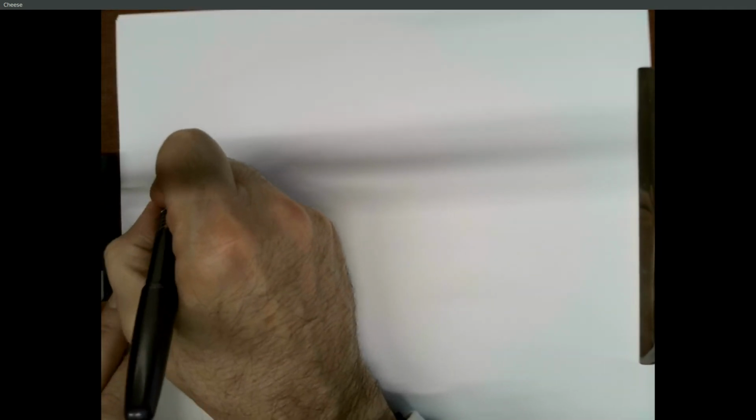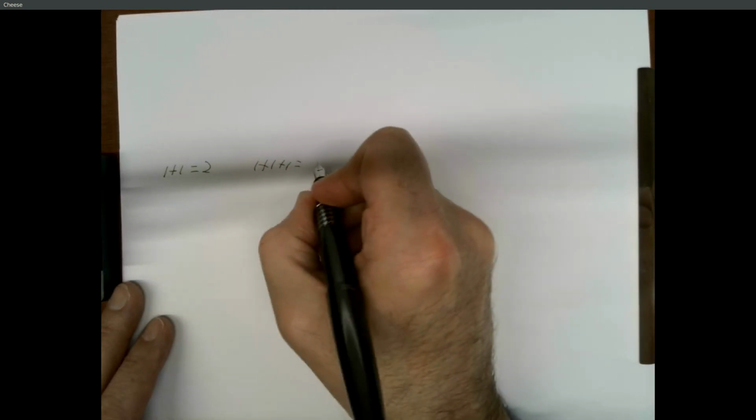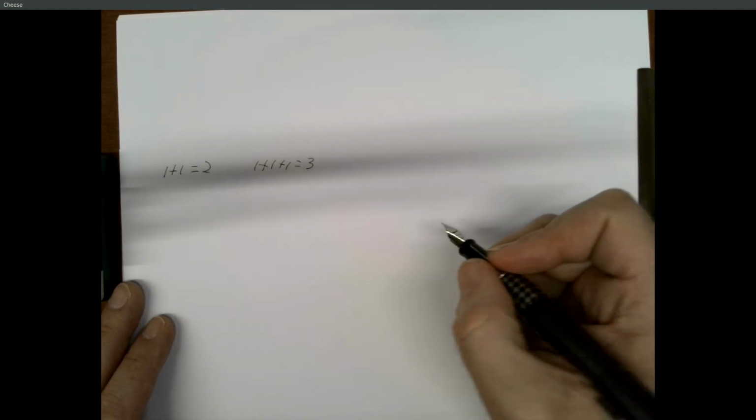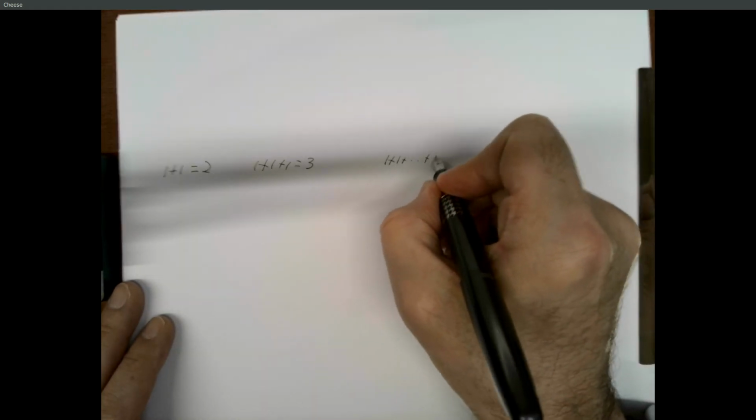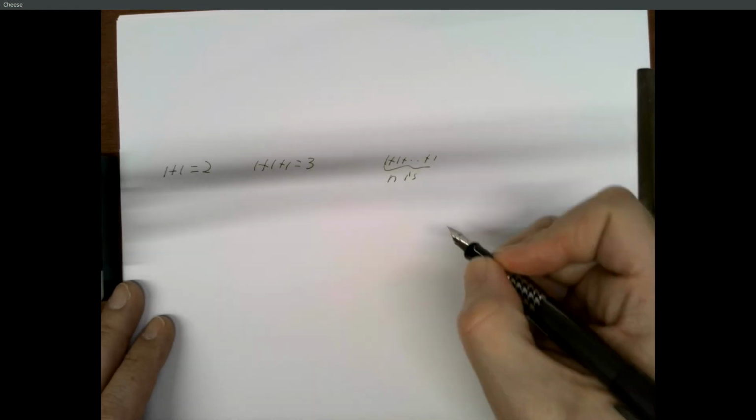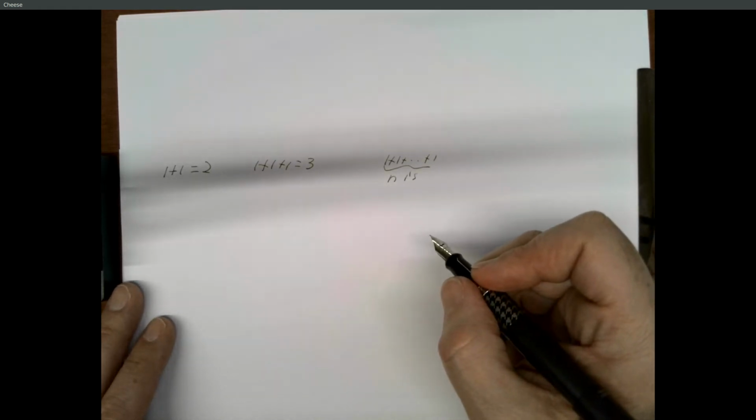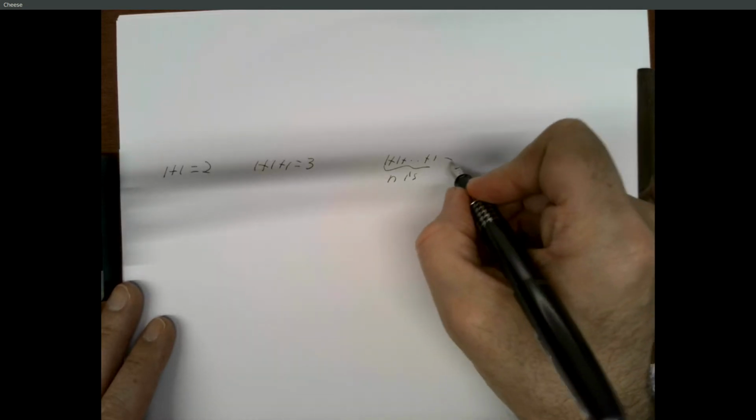So let me give you an example of something that we pretty much know is true, but we may never have proven. So what's 1 plus 1 equal to? 1 plus 1 plus 1? 3. If I add n ones together, what am I going to get? I'm going to get n. If I add 7 ones together, I'm going to get 7.